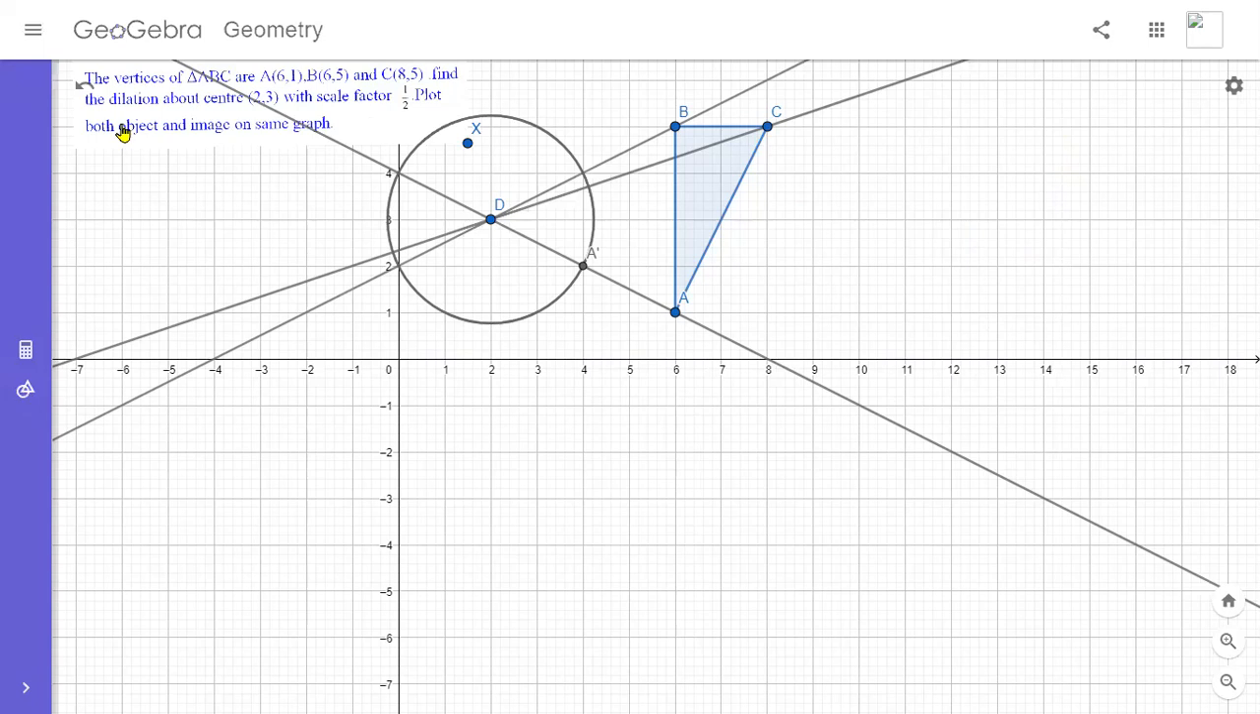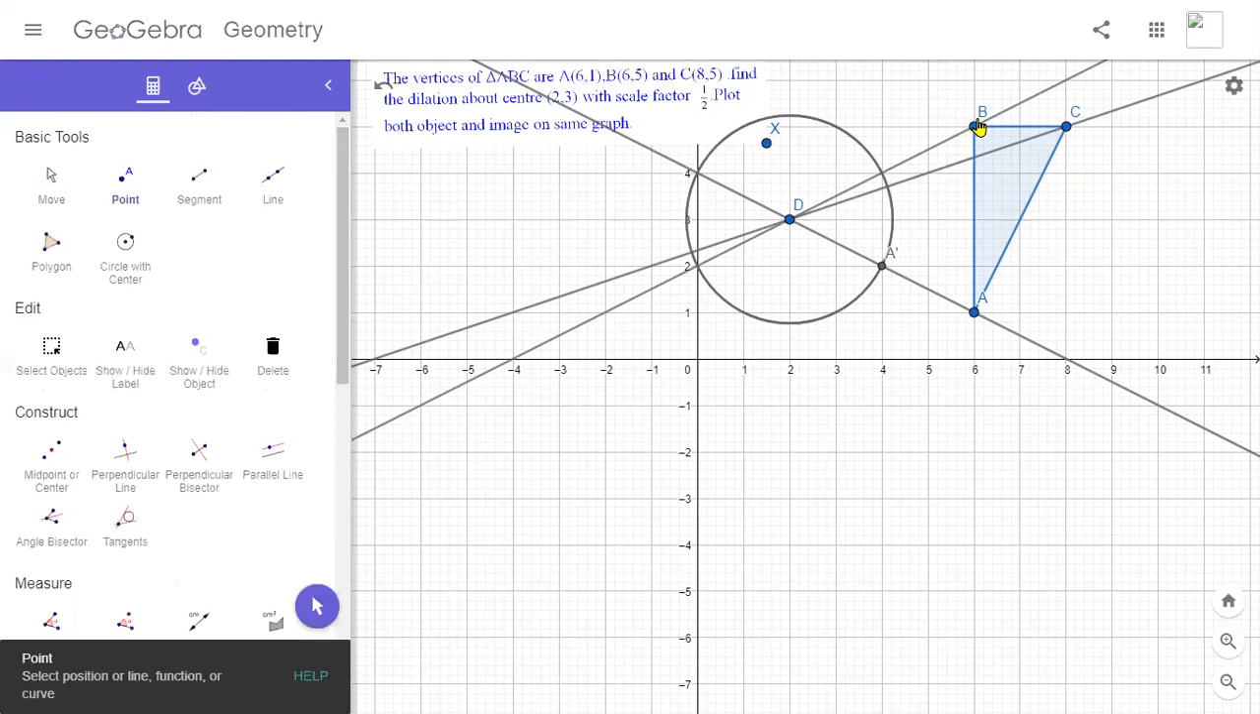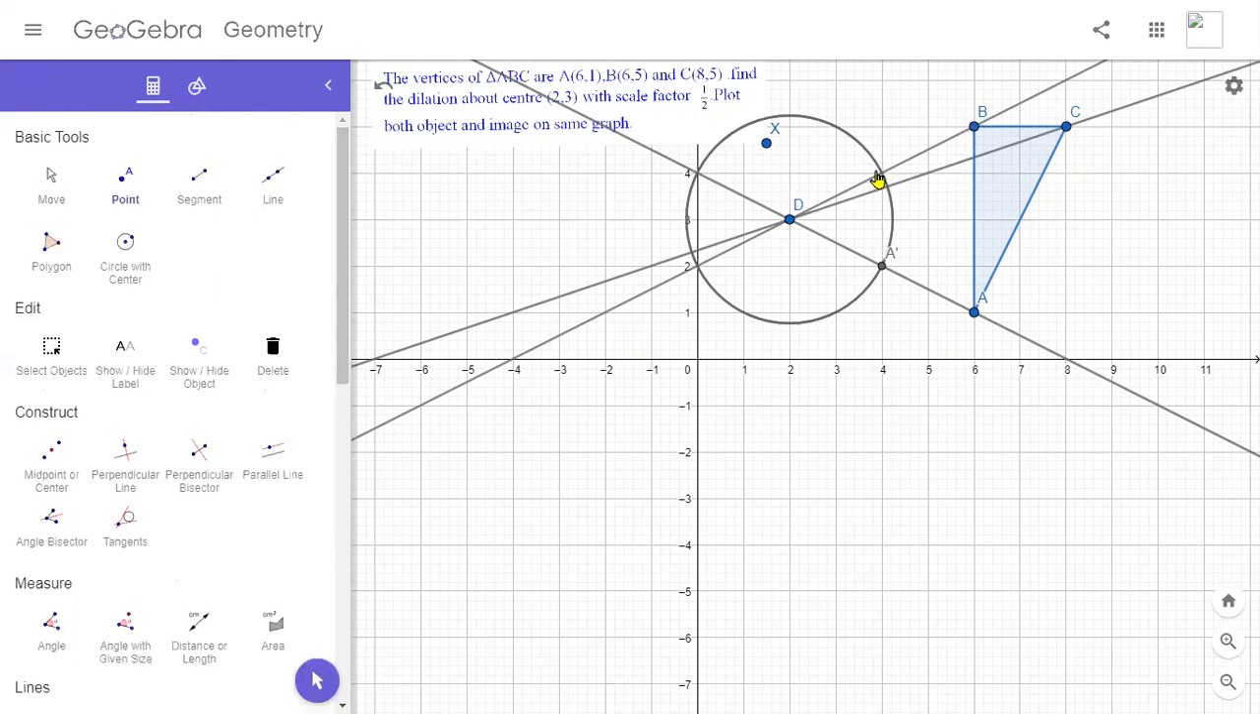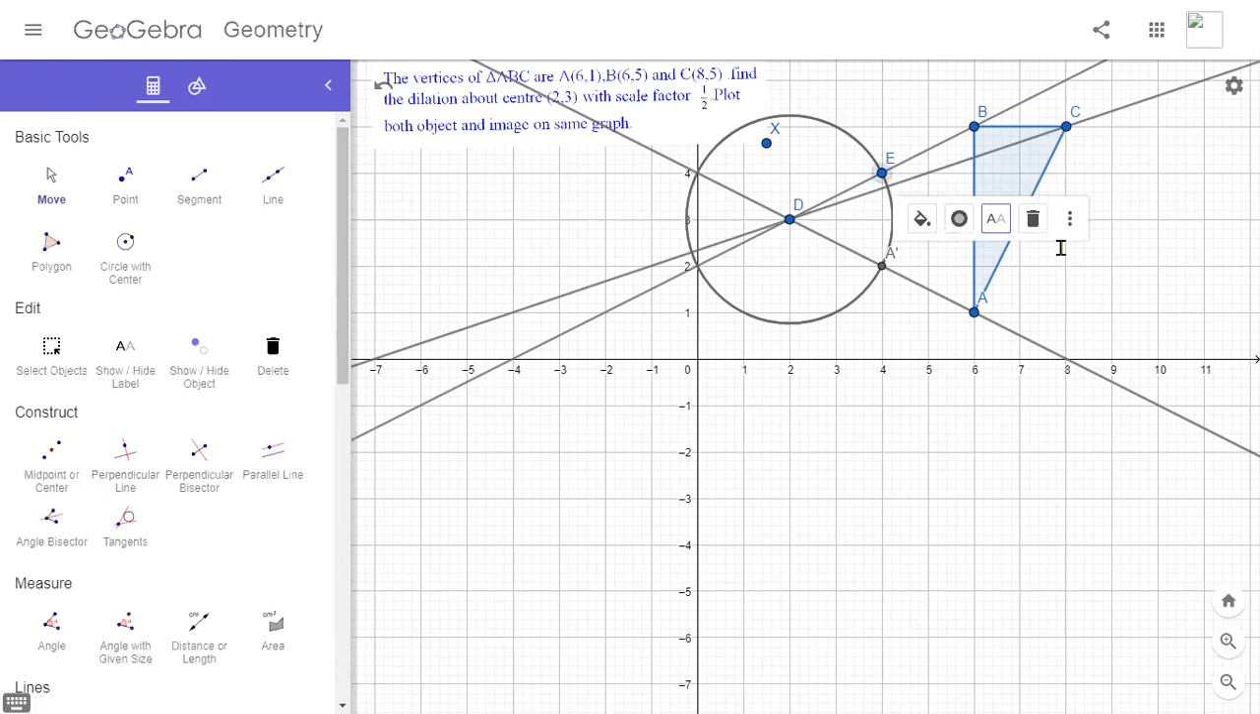Let me mark the point of intersection of this circle and the corresponding line. We are going to find the image vertex of this point B. So along this line, the intersection point is just this point. The point E is the intersection of this circle and this line that passes through the vertex B. Let me rename this point E to the point B prime, because it is the image point of the vertex B, so representing it by B dash.